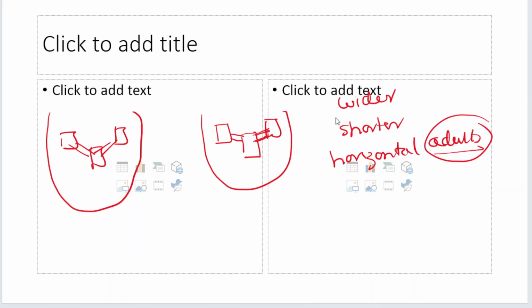Because of this, what happens? In adults, because of the angulation and because the tube is longer, the nasopharyngeal secretions cannot easily go into the tympanic cavity, into the middle ear. But because in children it is wider, shorter and horizontal, the chances of infection or any secretions or any milk that the baby is drinking going from the nasopharynx into the middle ear are high.